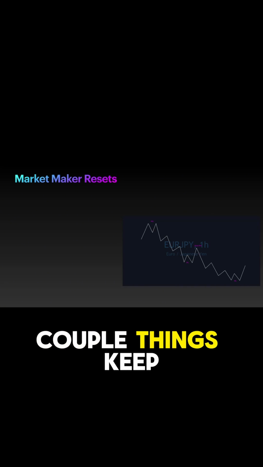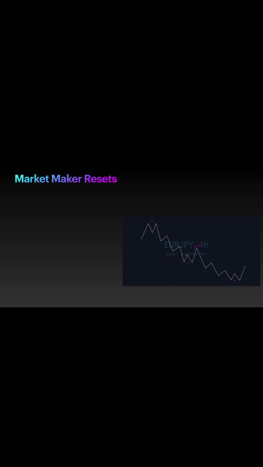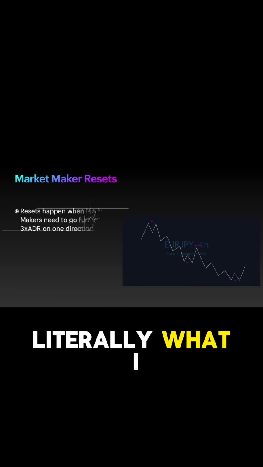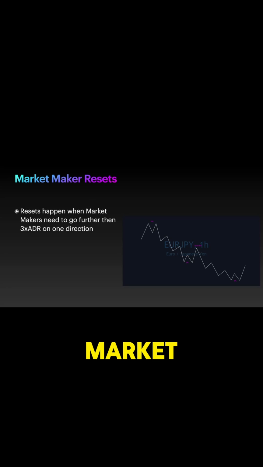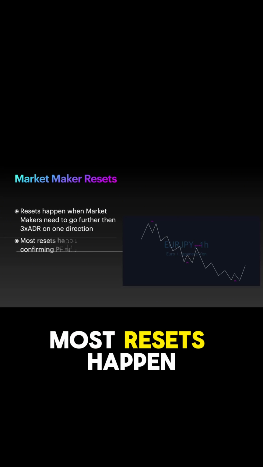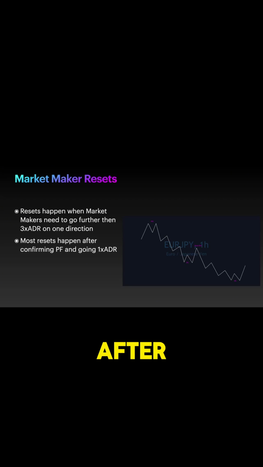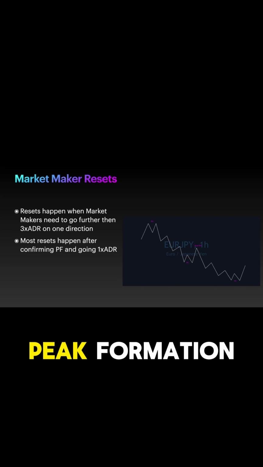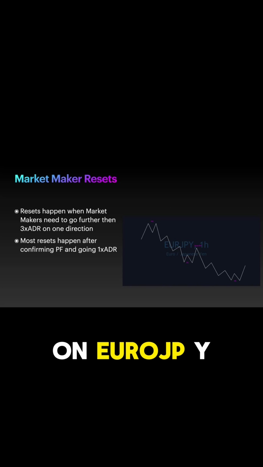So, a couple things to keep in mind about market maker resets. The first thing is literally what I just said. Resets happen when market makers need to go further than 3 times ADR in one direction. Most resets happen after confirming a peak formation and going 1 times ADR, meaning that once you have this peak formation low here that you see on Euro JPY, they go up 1 times ADR.